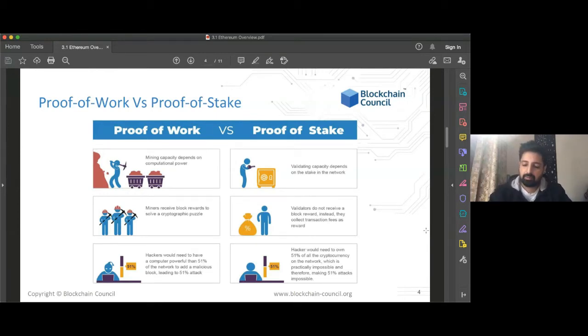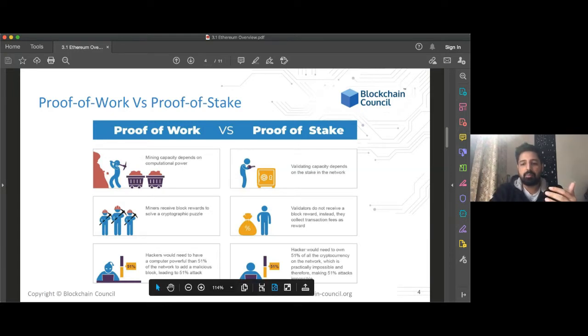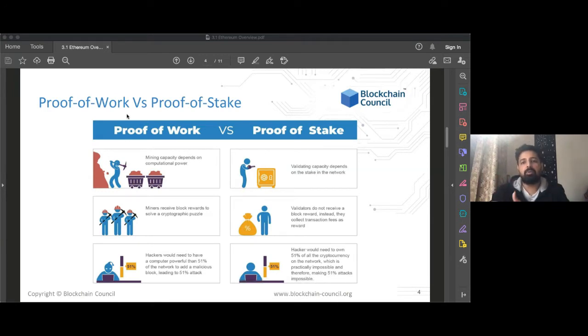In proof of stake, a person who has more ethers will be given more chances to mine a block. The concept comes from the fact that a person who has more stake in a firm is less likely to do any malpractice with the firm because he has his own money at stake. Right? That person is very unlikely to do any malpractice because he has his money at stake.